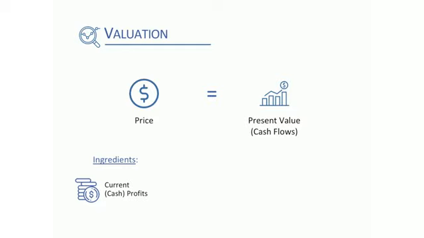Next, I just said that the value of a firm is given by all of the future cash flows that this firm will generate. So the second ingredient is the growth of those profits over time. If a firm has low current cash profits, but will grow a lot in the future, that firm may still be worth a lot of money.